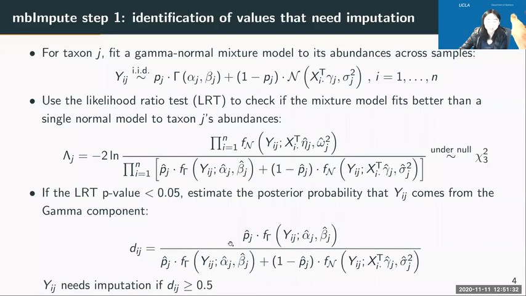So this Dij will give us an idea about how likely this value Yij needs imputation. And our decision is based on Dij. If Dij is greater than or equal to 1/2, then we decide that Yij needs imputation.